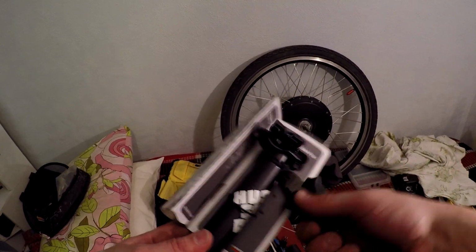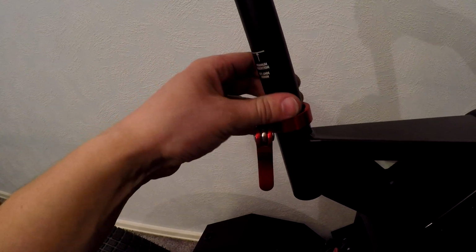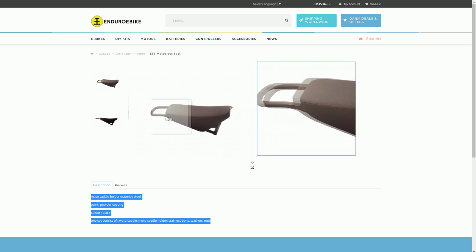I'm using a regular seatbelt solution. The tube is 31.6 mm in diameter. It is possible to buy a motorcycle saddle which the enduro bike sells for 60 euros.